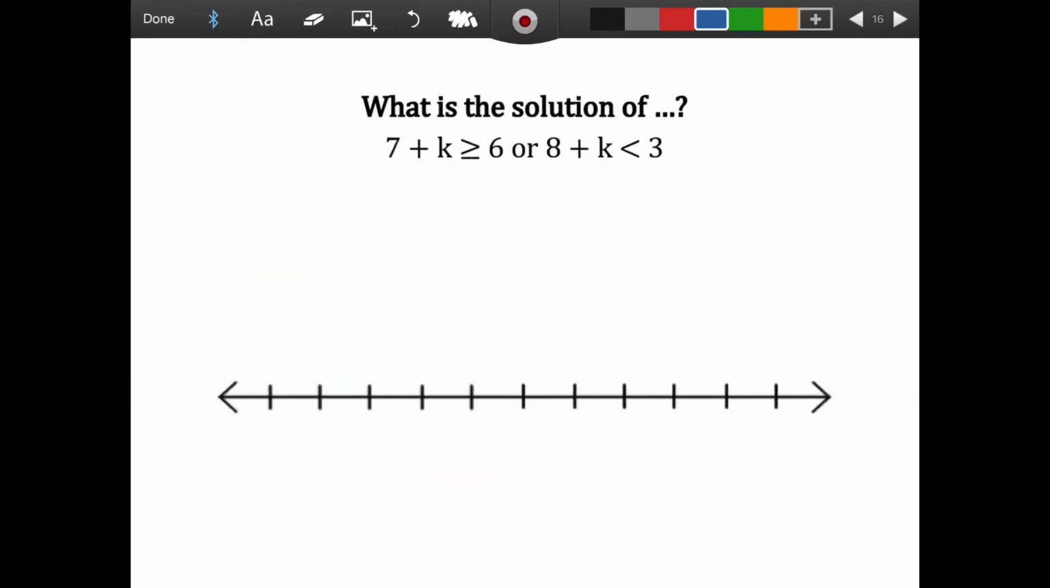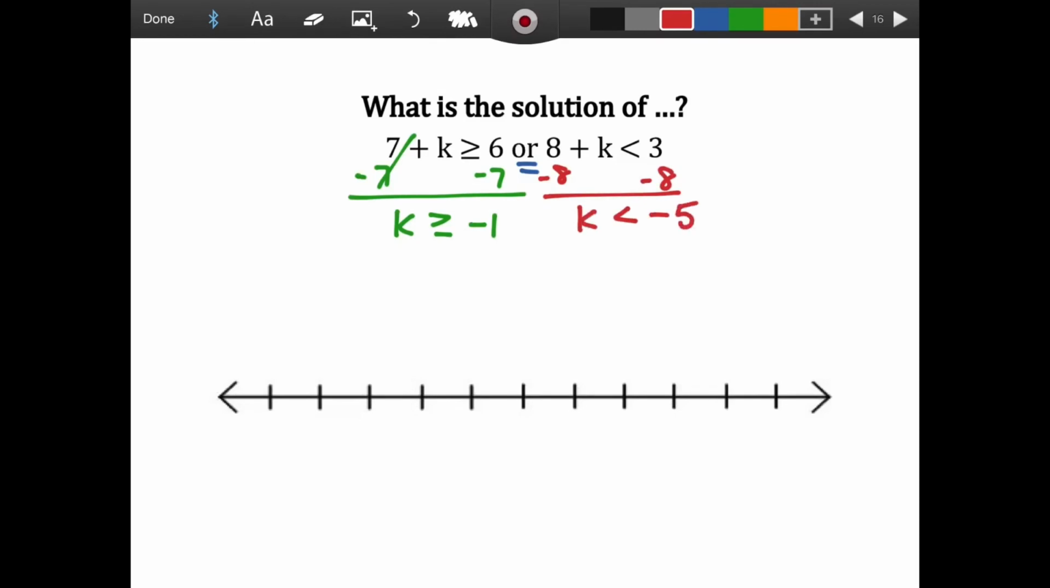Our last example for this section, what is the solution of 7 plus k is greater than or equal to 6, or 8 plus k is less than 3? So for or, our shading is going to be going in opposite directions. So let's solve the first inequality. 7 plus k is greater than or equal to 6. Subtract 7 from both sides to isolate k, and we're going to have k is greater than or equal to -1. For 8 plus k is less than 3, subtract 8 from both sides, and we're left with k is less than -5. So on our number line, we have -5.